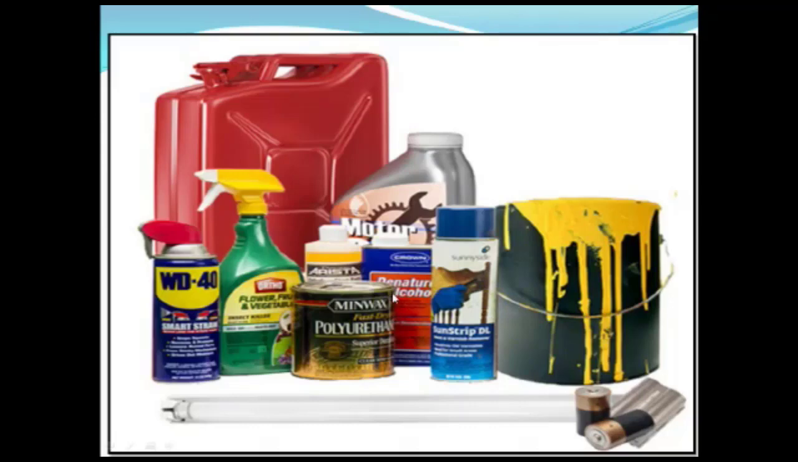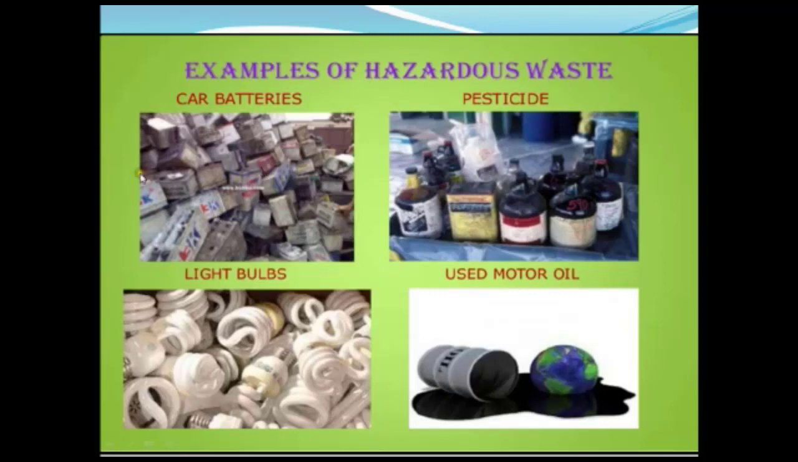Some recycling systems break down garbage into useful compounds and elements to convert garbage into energy, and these are good ways of dealing with the garbage that we are producing. So here there are some examples also: car batteries, pesticides, light bulbs and used motor oil. These are all examples of the harmful waste which we are producing.